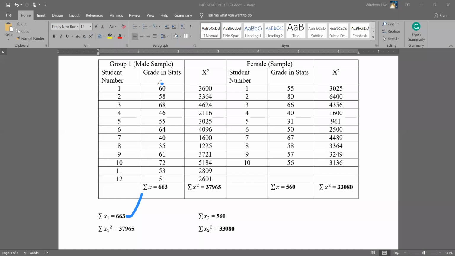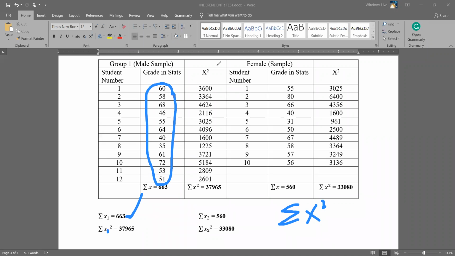So per the formula, we are supposed to find sigma x and also sigma x all squared. So when you check sigma x, you need to add the values under group 1, their grades. You add them together, and you get 63. That's what we've done. And you are supposed to find this sigma x squared. And you know how to find it. I told you don't pay attention to the numbers beneath.